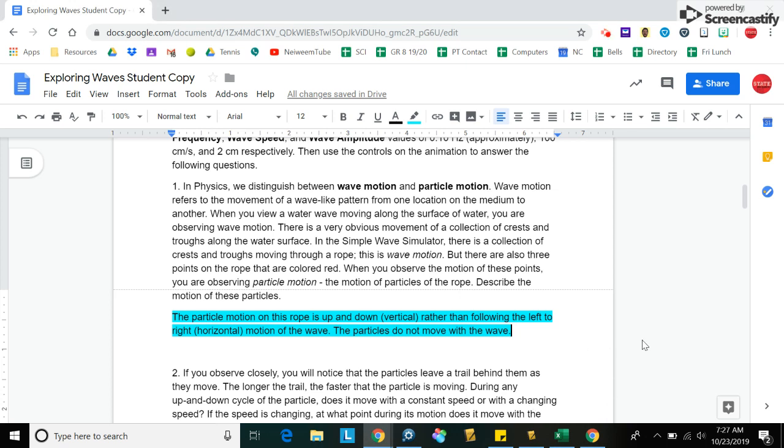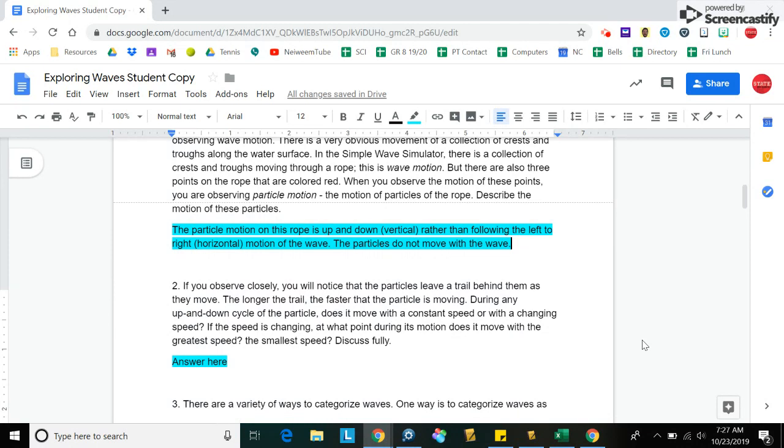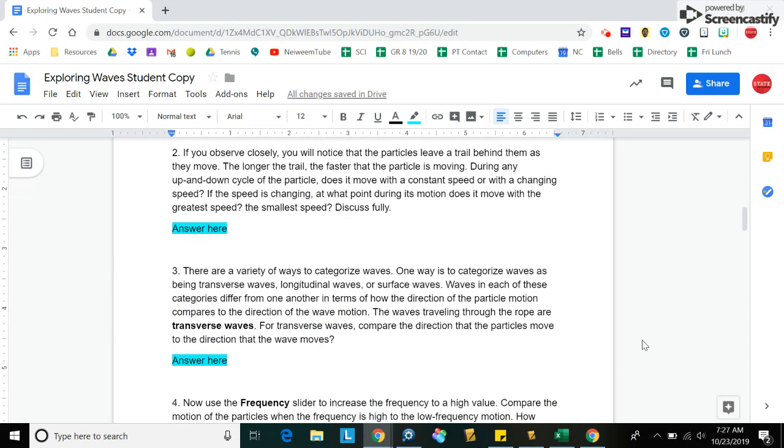Okay, so here we are on the Exploring Waves student copy. Did question one together yesterday. I'm not going to do questions for you, but I do want to review what you need to be doing for anybody who needs that co-teacher to kind of step in and help you out.